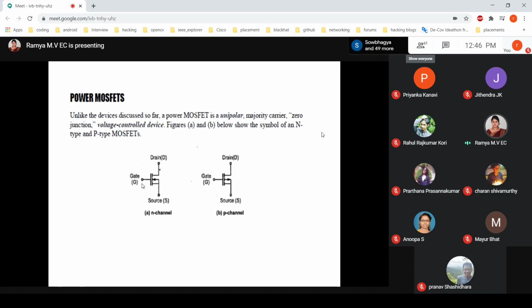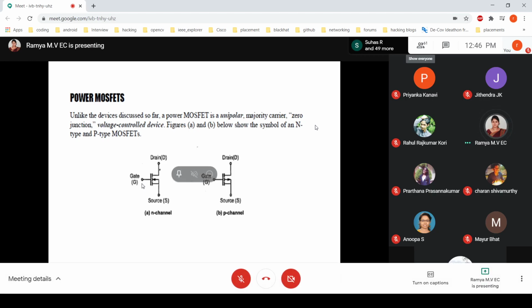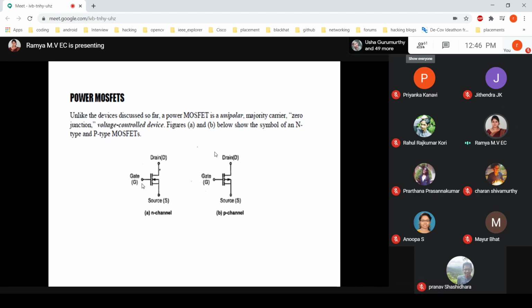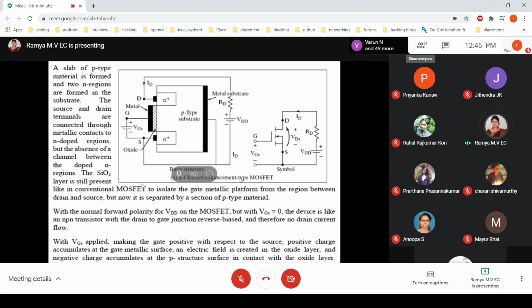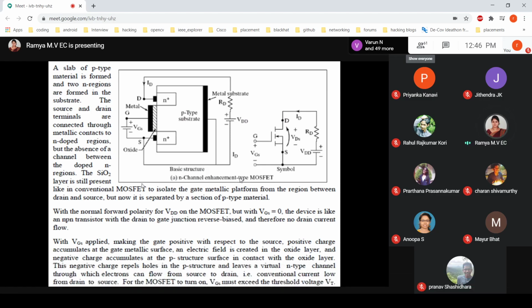Here the n channel MOSFET and p channel MOSFET are represented, which actually have four terminals. But the substrate is always connected to the source, hence we have a drain, gate, and source, three terminals, as the representation. This is how we will have the structure of the n channel enhancement type MOSFET.